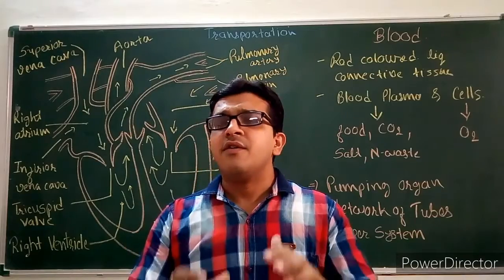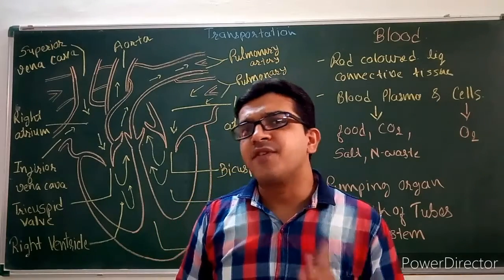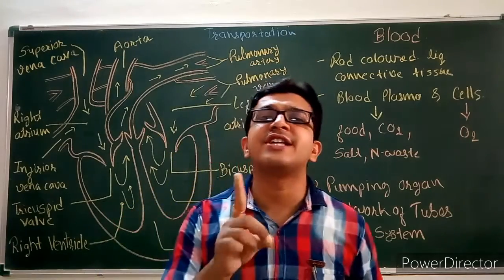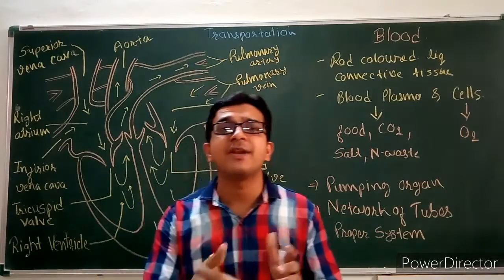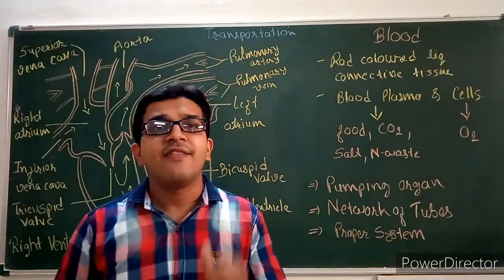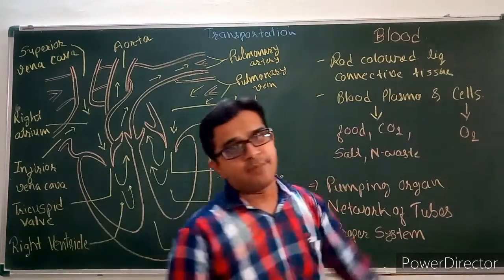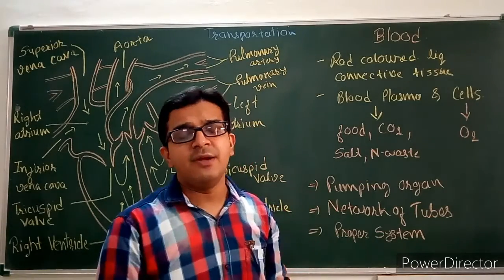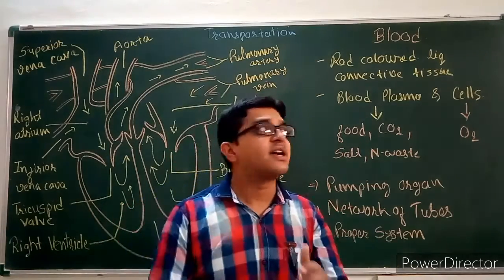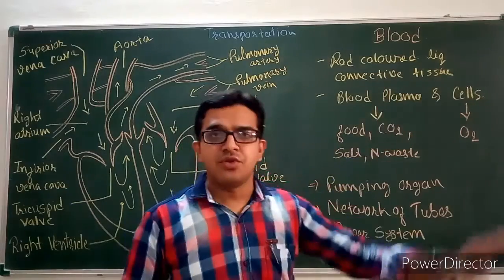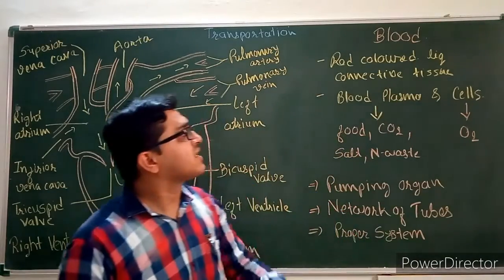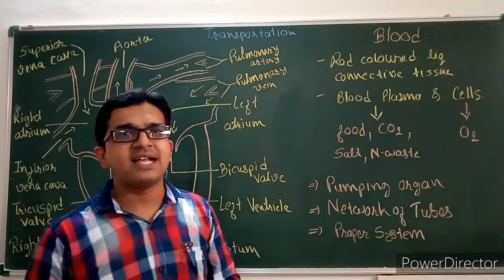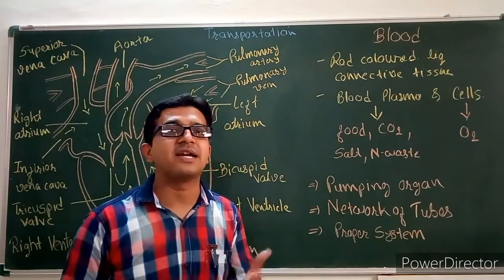And for this transportation system, we also require a medium which helps in the transportation process. That medium is blood. You already learned about blood in your 9th standard. Blood is a red colored, liquid connective tissue. Blood consists of blood plasma and blood cells. Blood cells are RBC, WBC, and platelets.